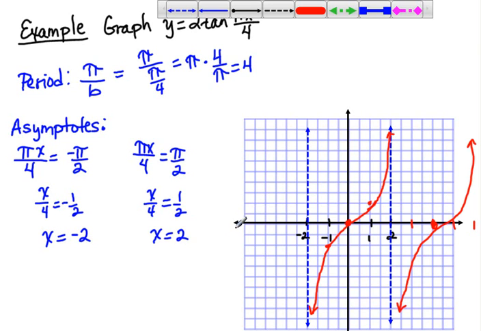So if you have any questions about these, don't spend so much time. In fact, in your book you only have a few problems that you need to do. So you can use your calculator to check this. The main thing I want you to be able to do is to find where the asymptotes are, find where the zeros are, know how to find the period, and get the basic graph.